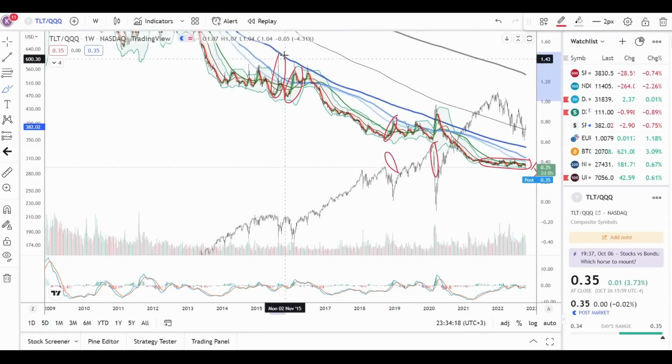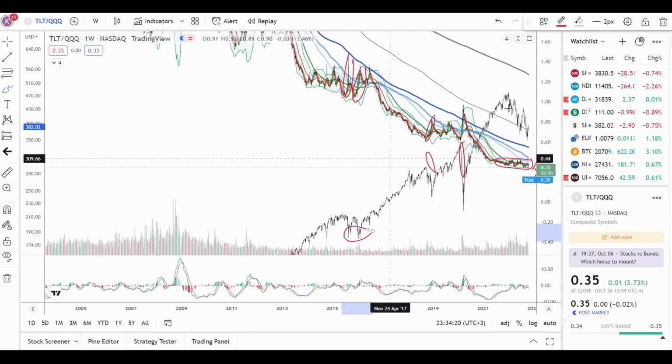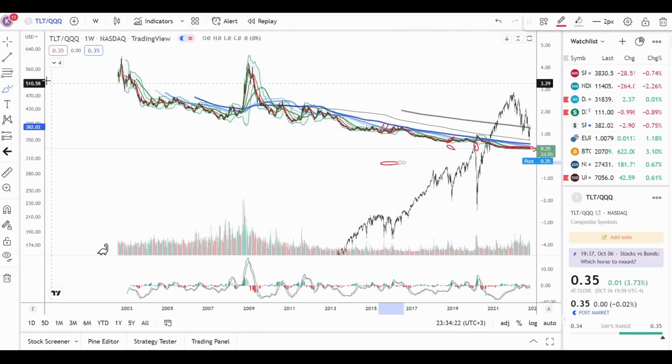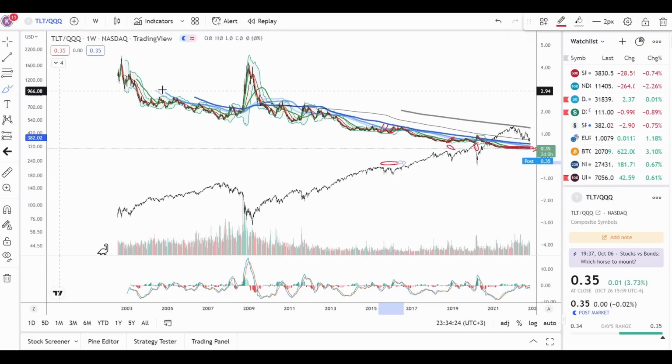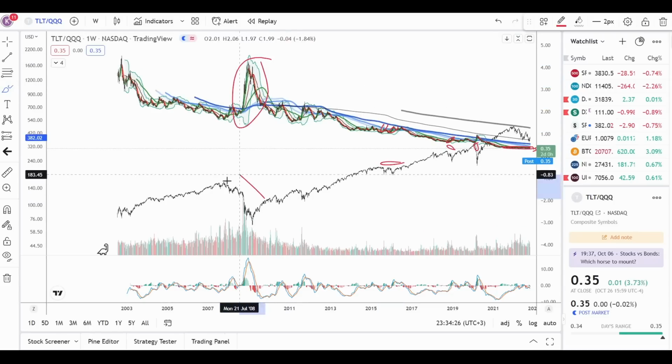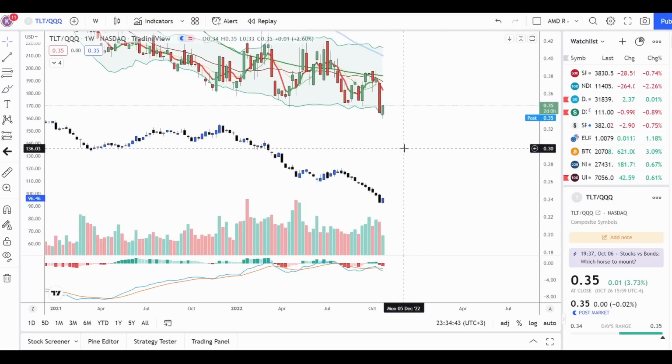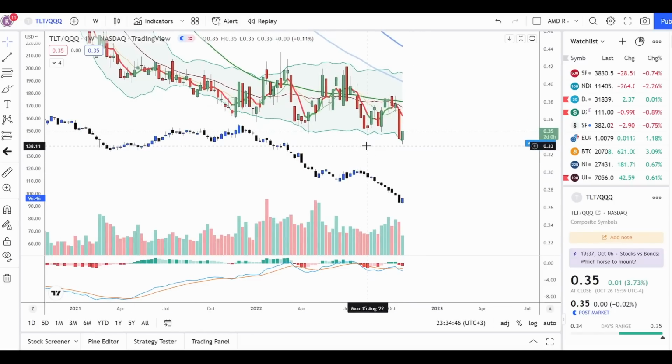In 2016, we had the exact same thing. And if we go all the way back to 2008, look at this. Now, why am I pointing this out? The signal hasn't flashed quite yet.